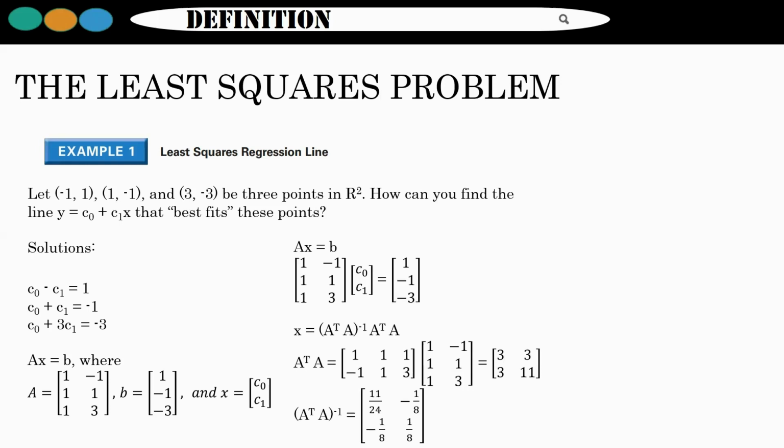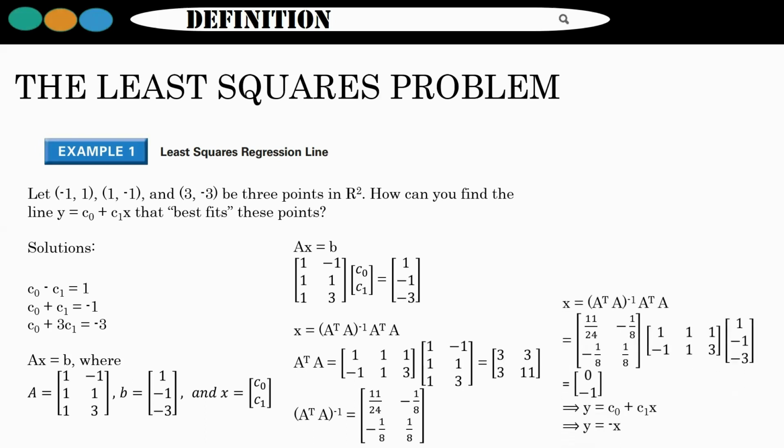So now we are going to find the inverse of A transpose A. The value of A transpose A is 3, 3, 3, 11, which is a 2 by 2 matrix. The inverse of this will again be a 2 by 2 matrix. The inverse value is 11 over 24, negative 1 over 8, negative 1 over 8, and 1 over 8.